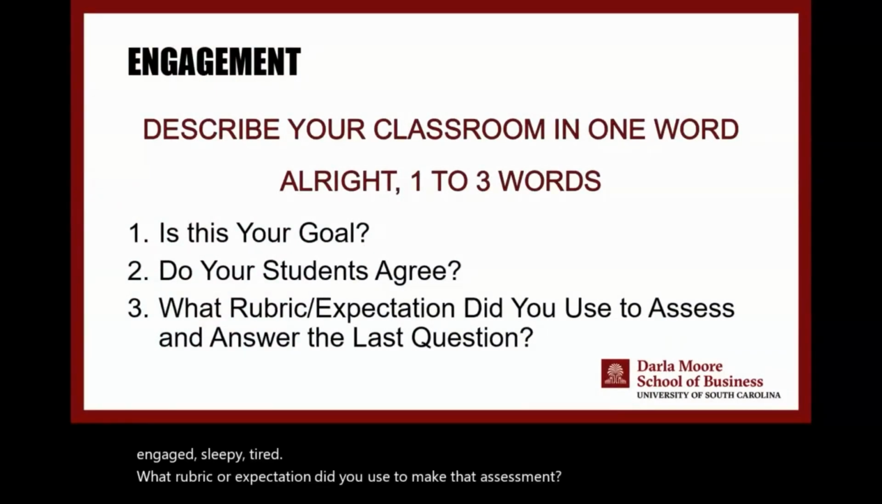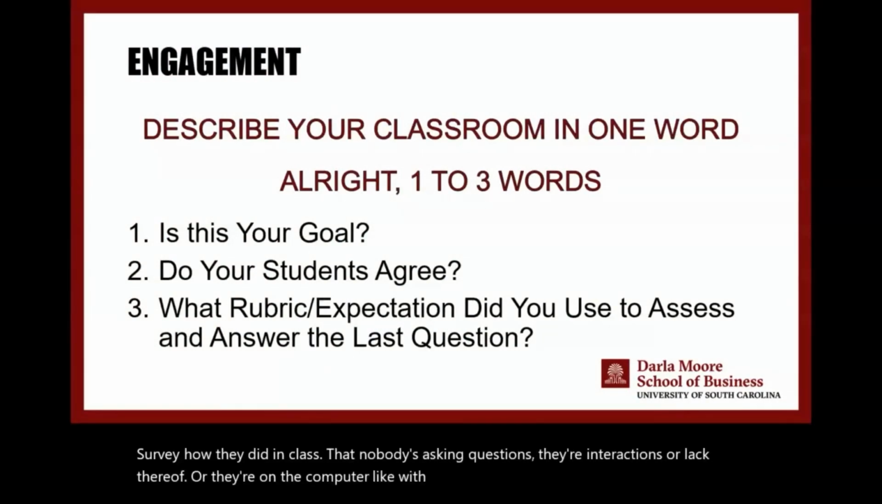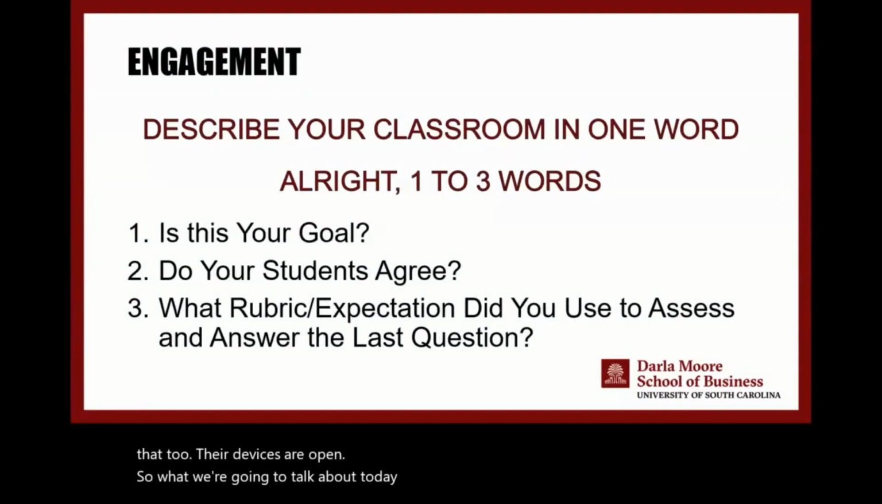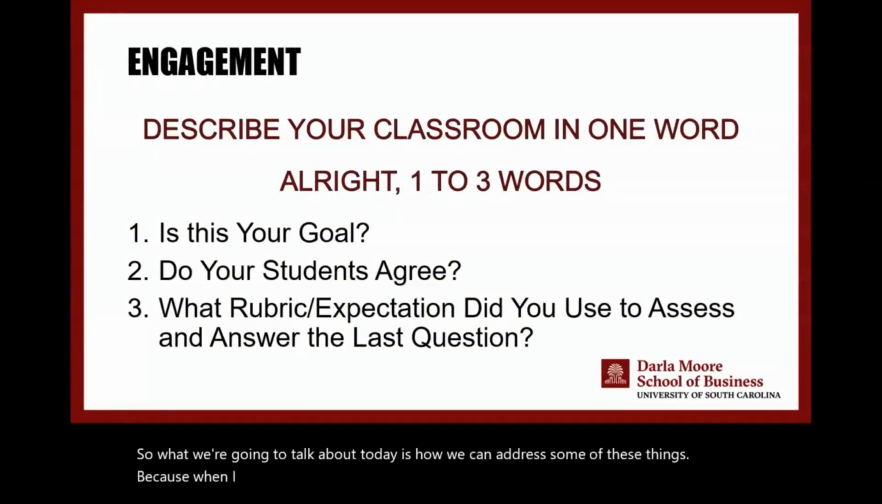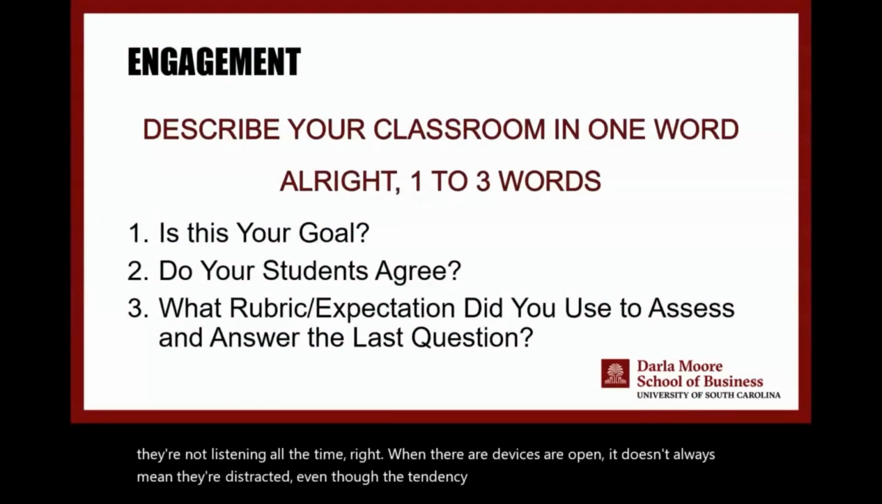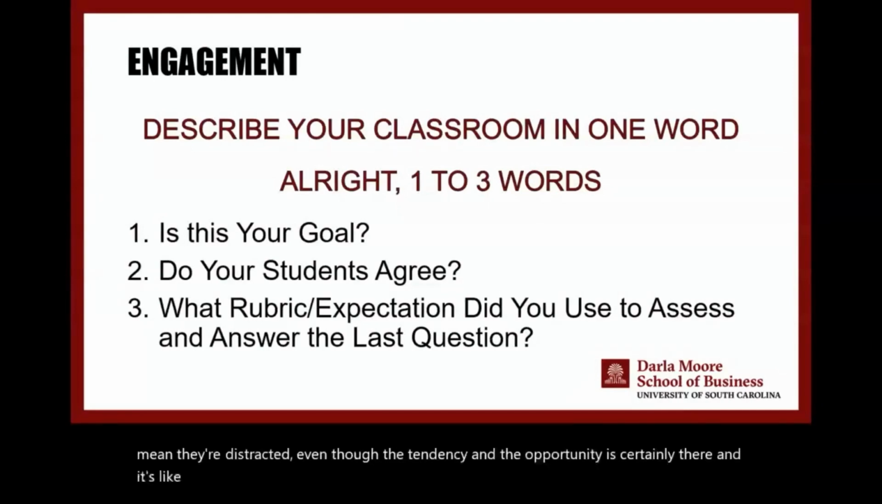Okay, so we see participation points. Participate when they ask, survey how they did in class. Nobody's asking questions, their interactions or lack thereof, or they're on the computer, like with their devices open. I know I struggle with that too. So what we're going to talk about today is how we can address some of these things, because when our students don't speak, it doesn't mean they're not engaged. It doesn't mean they're not listening all the time, right? When their devices are open, it doesn't always mean they're distracted, even though the tendency and the opportunity is certainly there. And it's likely distracting someone around them if it's not distracting them.